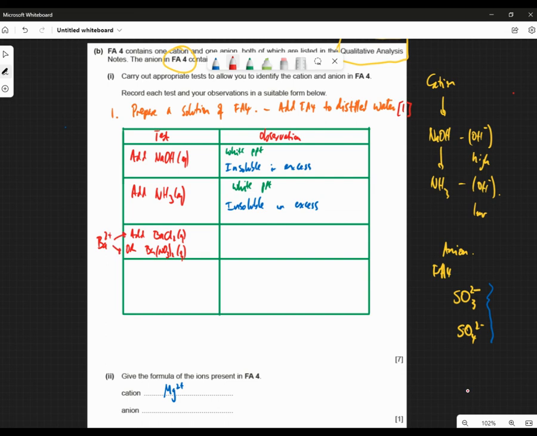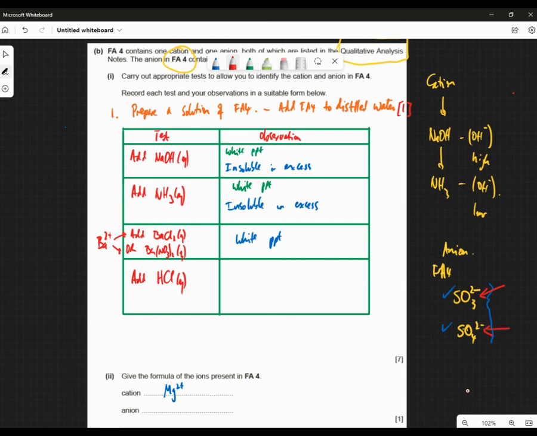All right, and what do I get when I add this? I get a white precipitate. Now, that doesn't help me because sulfate and sulfite will both give a white precipitate. So the second test for this is we add a strong acid. Now, the strong acid that we generally use in chemistry is HCl. Now, if the precipitate dissolves, it's sulfite. If it doesn't dissolve, it's the sulfate.